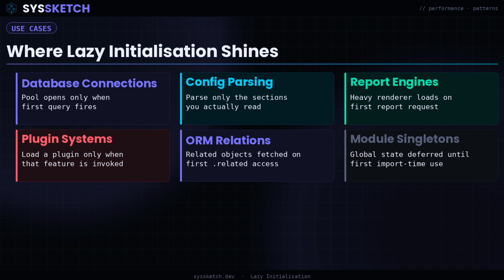Django's ORM has used this pattern for related object loading since its earliest version. Accessing a post's related comments doesn't hit the database until you actually iterate over them. The pattern is universal enough that most modern languages and frameworks provide a first-class version of it.